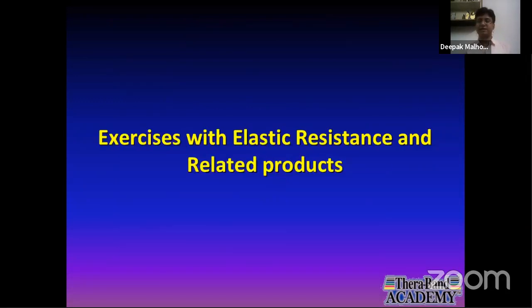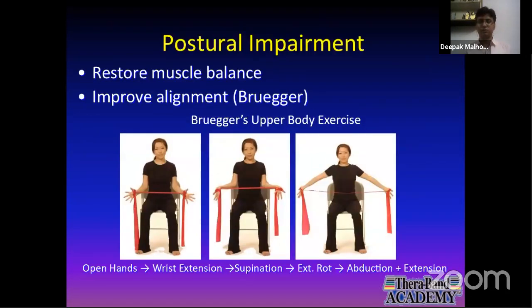Now, exercise with elastic resistance and related products. First, there are so many of them, but I just want to show you some very important ones. Now, postural impairment. All of you must have heard about upper cross syndrome. People sitting like this, and there is forward shoulder, forward head, weakness of deep cervical flexors, weakness of the retractors, and then the pectorals become tight, and your upper cervical extensors also become tight.